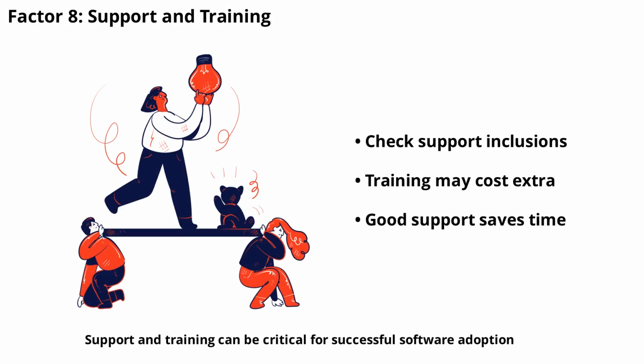Support and training can be critical for successful software adoption. Some vendors include these services in per-seat pricing, while usage-based models may charge extra. Make sure you understand what's included in your plan and whether additional support will impact your total cost. Good support can save time and prevent costly mistakes during implementation.